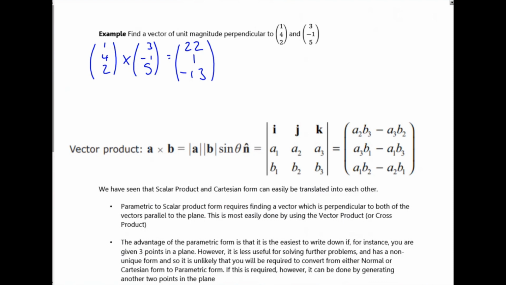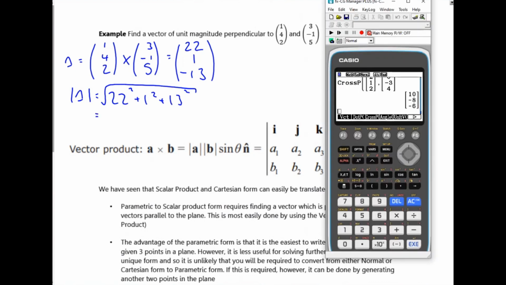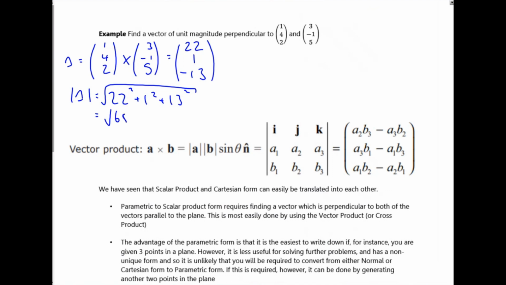This is not a unit vector because it doesn't have length 1. So if I work out the magnitude of this, I'm going to call it n. Magnitude of n is 22 squared plus 1 squared plus 13 squared, square rooted. So the unit vector, which we denote with a little hat, is just the same vector but divided by root 654.